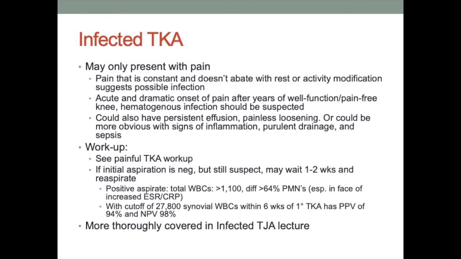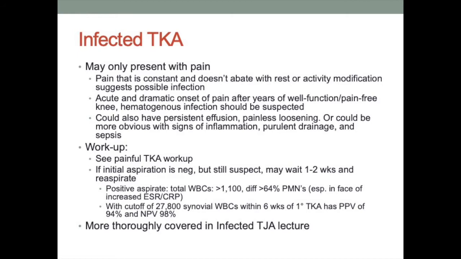So you never want to presumptively start antibiotics, risking the inability to culture a bacteria if you think they may be infected. A positive aspirate is considered a total white cell count of greater than 1,100 in a chronic knee, so one that is several years out from surgery and they present with signs of possible acute or chronic infection. On the differential, there will be greater than 64% polymorphonuclear cells, especially in the face of an increased ESR and CRP. If those are normal, but these are elevated, then you might think more of an inflammatory or autoimmune process, but again, it may need further workup.